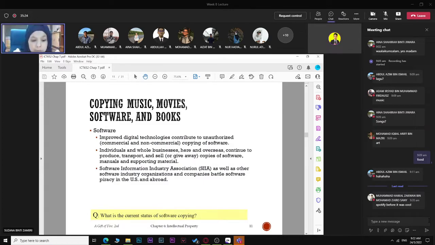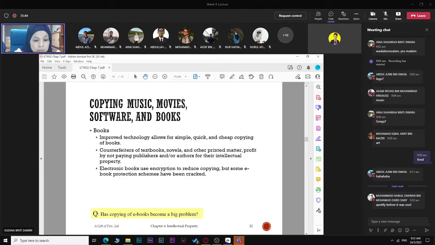And then software. In the US we have the Software Information Industry Association, which battles software piracy in the US and abroad. Okay, I want to show a YouTube video, but perhaps a bit later. Okay, books. I already mentioned this earlier, but again, when we talk about copying books, this is about when we talk about ethics.